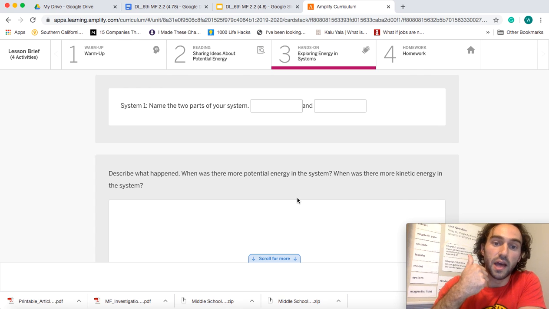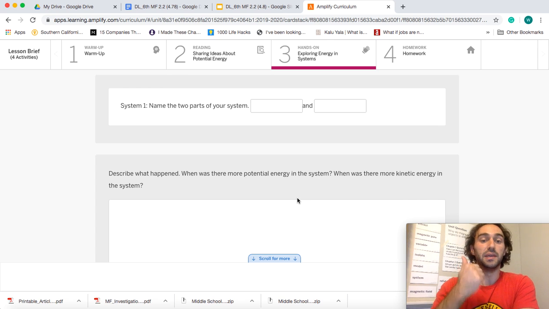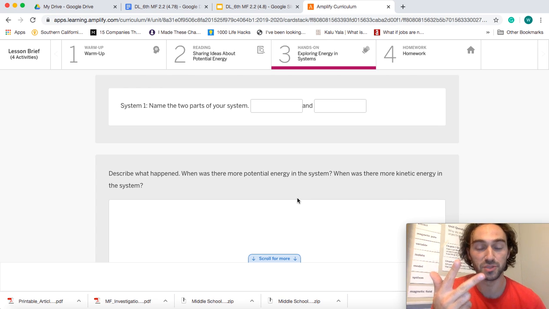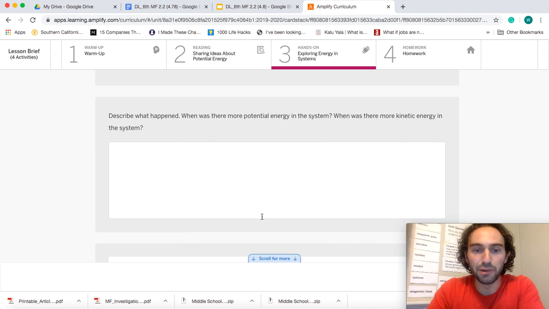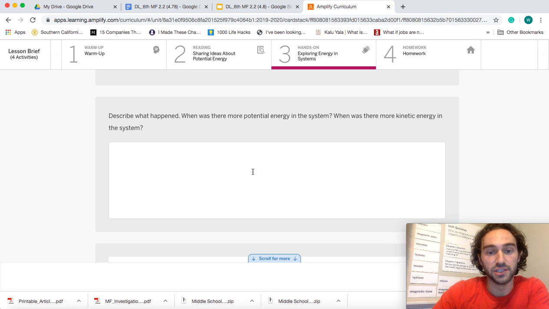So you can use the bouncy ball and gravity. You can use the pom-pom and the rubber band, or you can use the pom-pom and the spring. Whatever you pick, you're going to tell me those two, and you're going to describe what happened. So when was there potential energy in the system? When was there kinetic energy in the system?